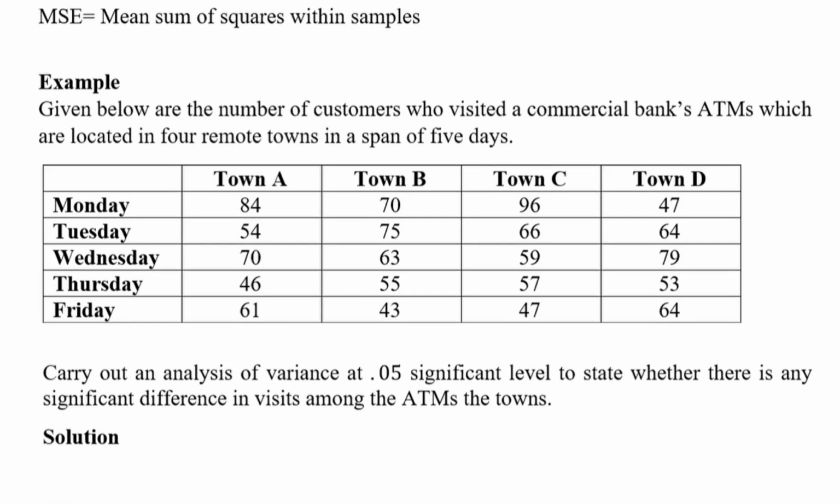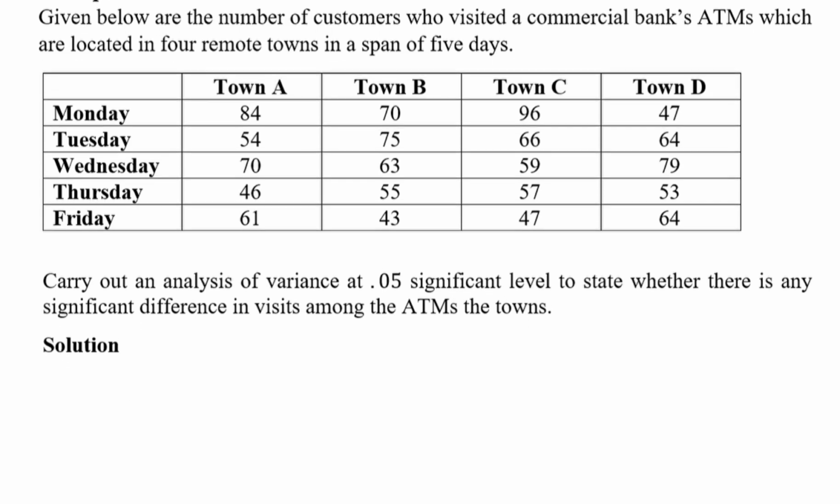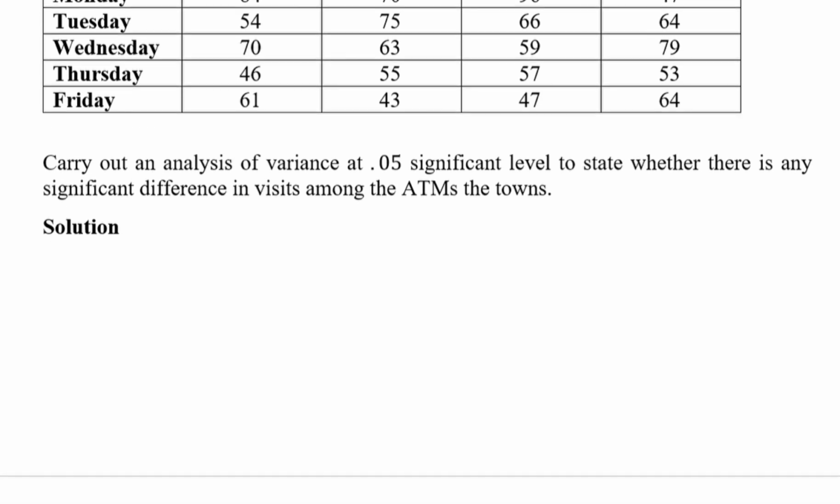We have this example. Given below are the number of customers who visited a commercial bank's ATMs which are located in 4 remote towns in a span of 5 days. So town A, this is the number of customers, town B, C, and D. We have to carry out an analysis of variance at 0.5 significance level to state whether there is a significant difference in visits among the ATMs.